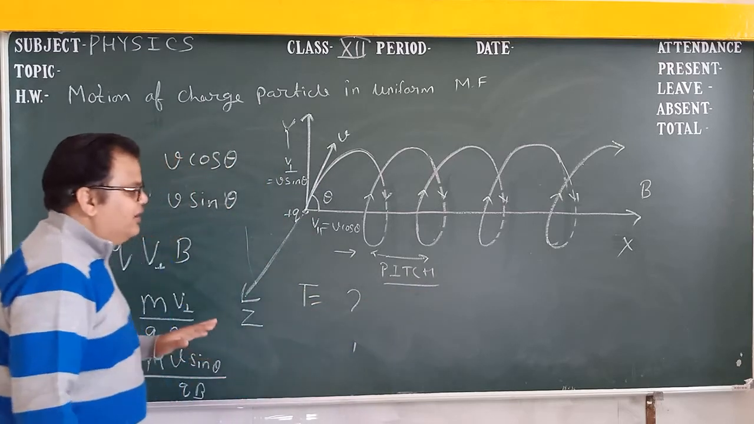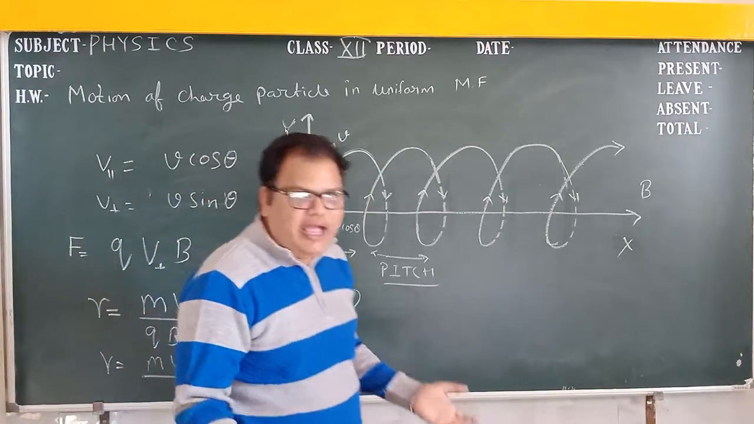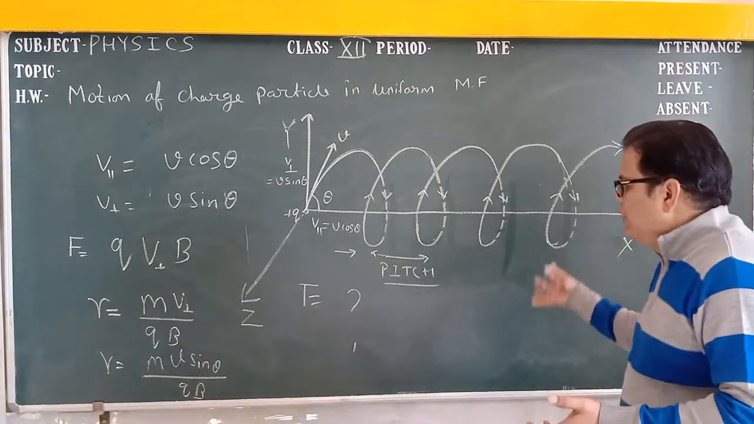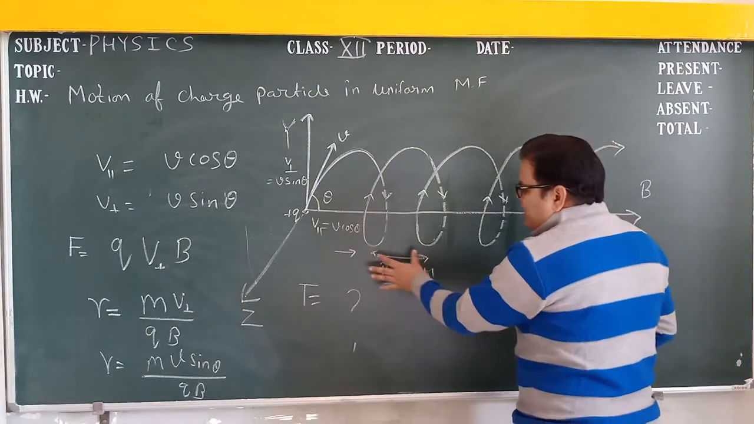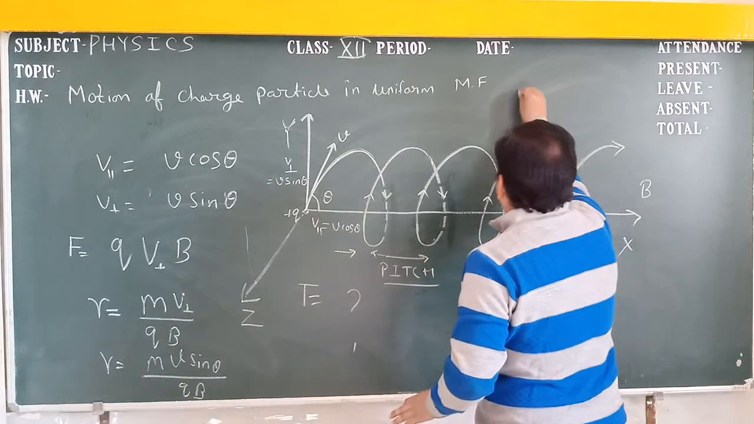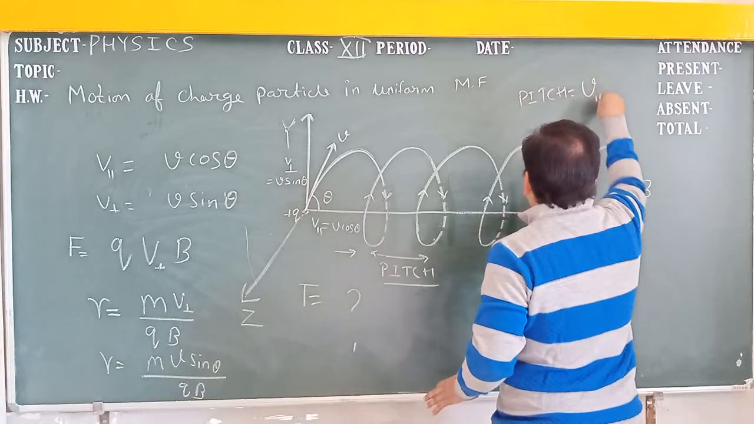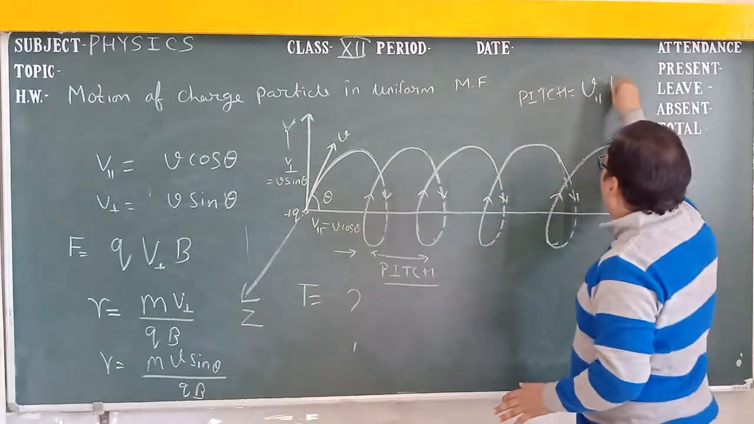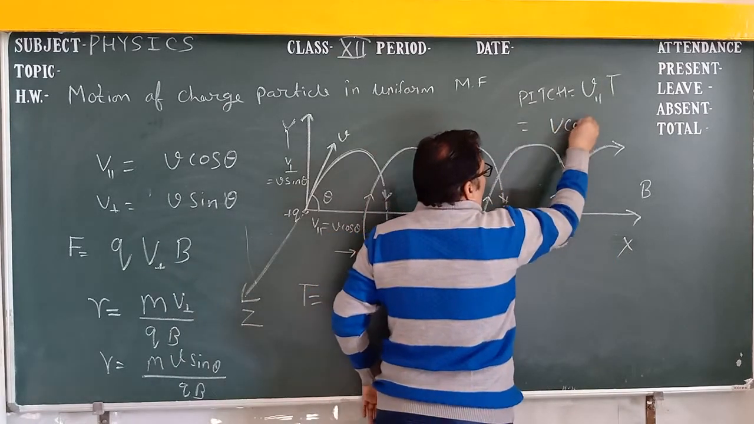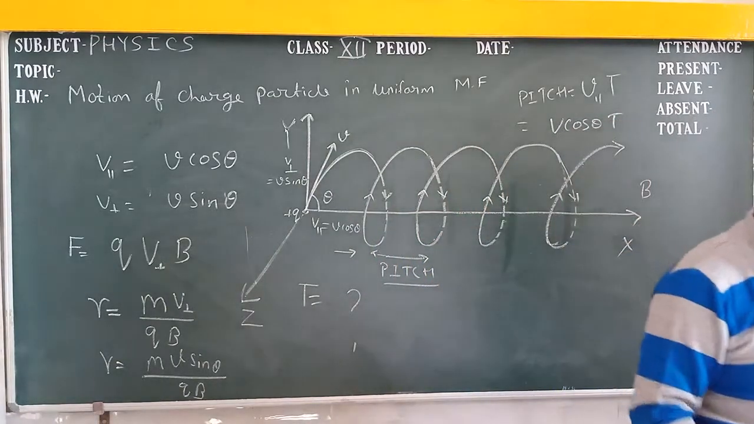So what is the distance here? The distance of the pitch is velocity into time. But here we take time as t and velocity as V cos theta. So pitch equals the parallel component of the velocity into time. What is the parallel component of velocity? That is V cos theta into t. That is the distance of the pitch.